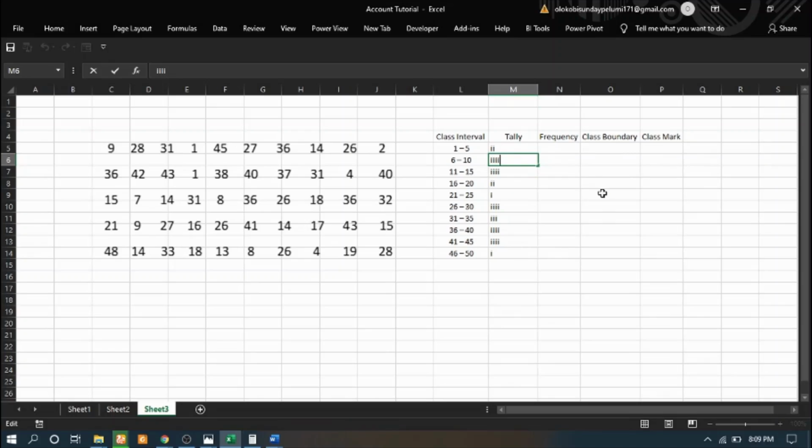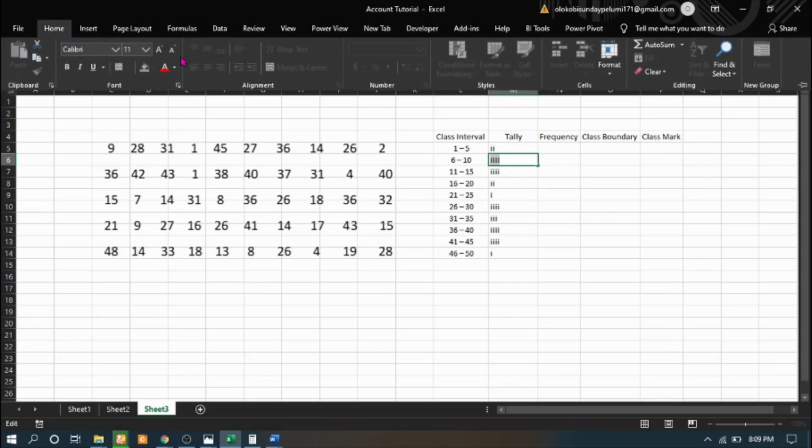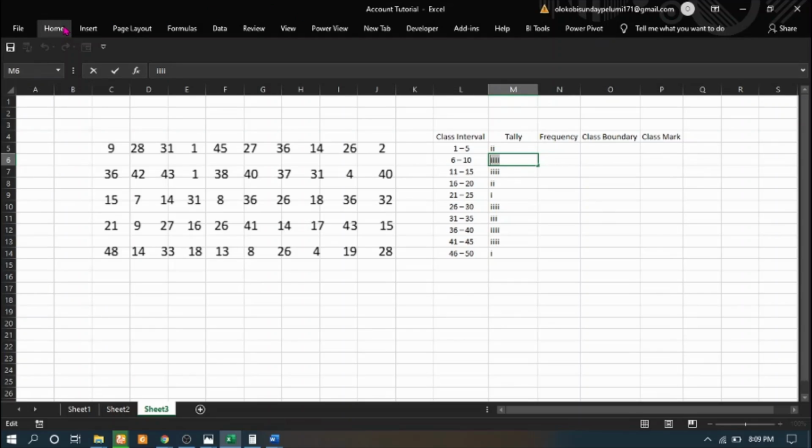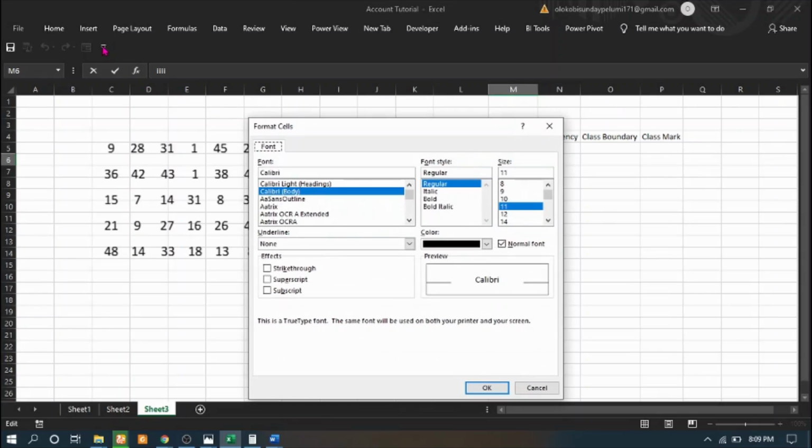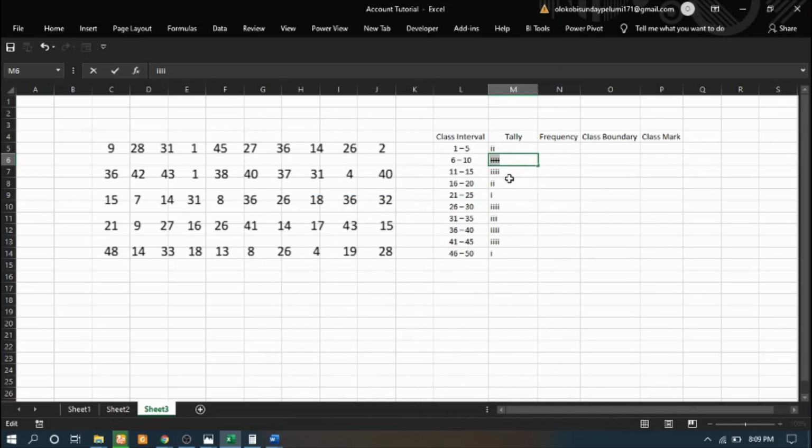That makes a bundle, so we put a stroke. We need to strike a stroke downwards. Strike through. Okay, that makes a bundle. So that makes 5. Alright, so next.